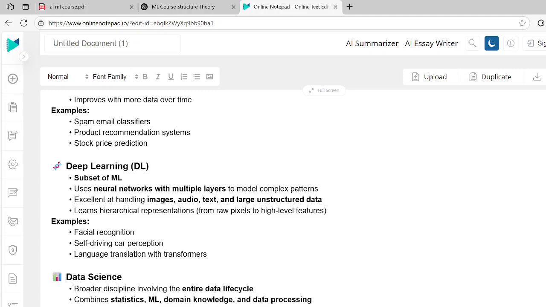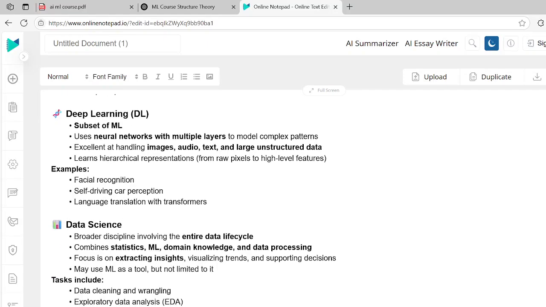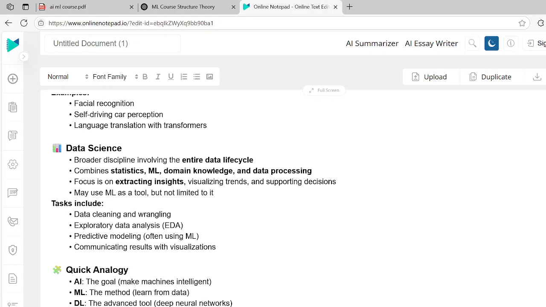Then it learns hierarchical representations, which is from raw pixels to high-level features depending upon the hierarchy. For example, we have facial recognition, we have self-driving car perception, and we have language translation with transformers, right? These are some of the examples of deep learning.